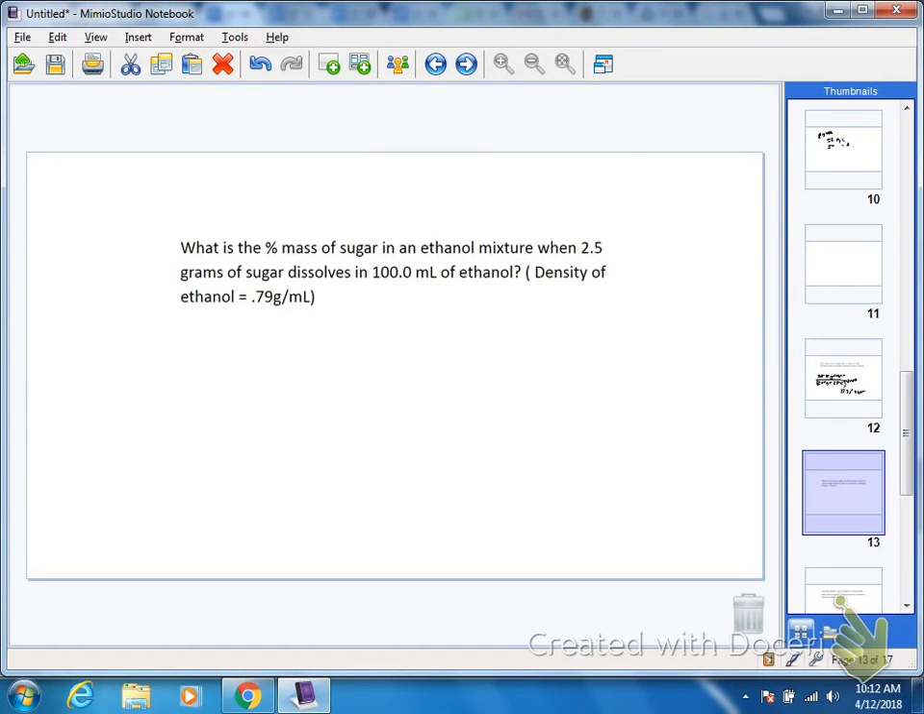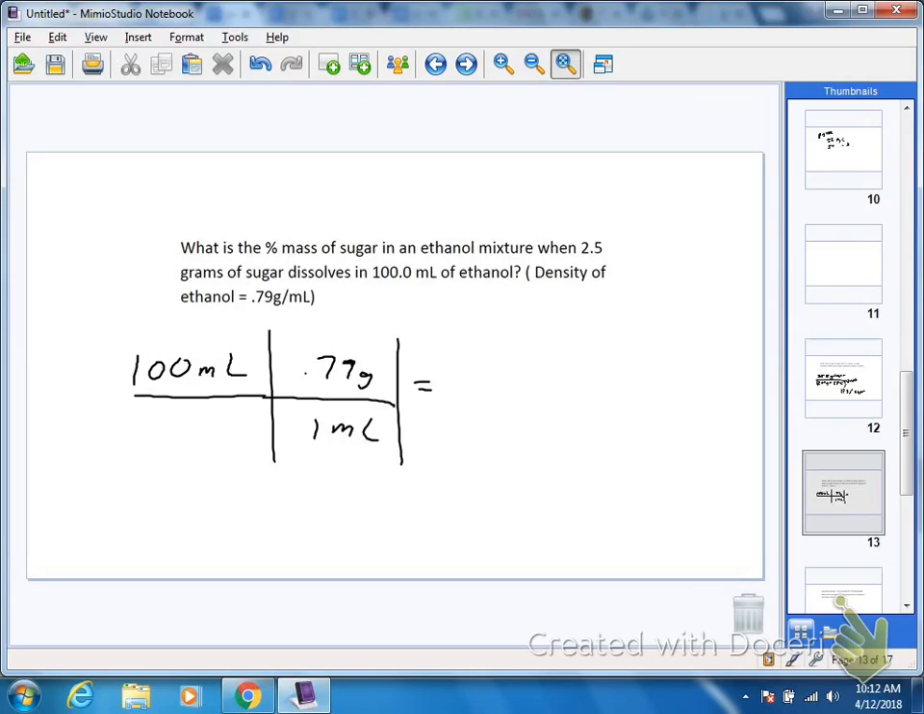All right, so the first thing we need to do is get everything into grams, because it's by mass. So we would take 100 milliliters of the ethanol and multiply by, for every 1 milliliter, you have 0.79 grams. Did you guys come up with 79 grams of ethanol?